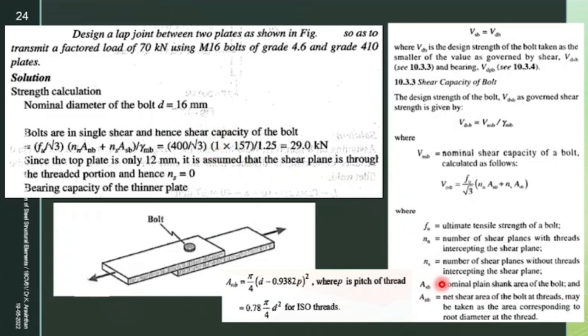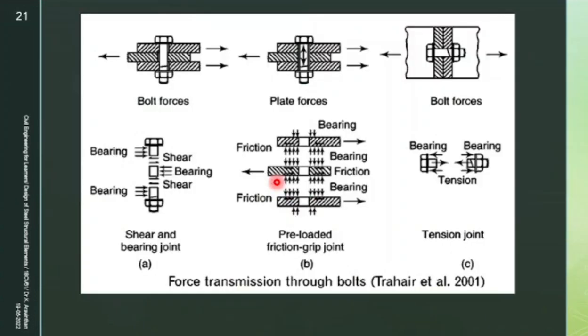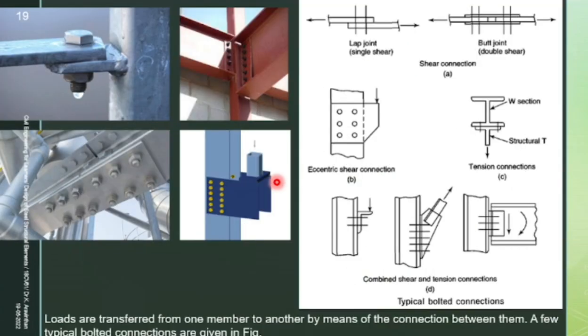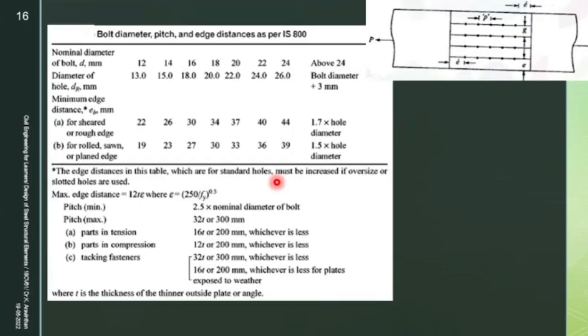Then you are having n suffix s, which is number of shear planes without threads intercepting the shear plane. So here they have given along with the description. Okay, since you do not have any shank, so you have two components, one is shank and another one is thread. In a bolt you have these two components. So I have given in previous class. What is shank?